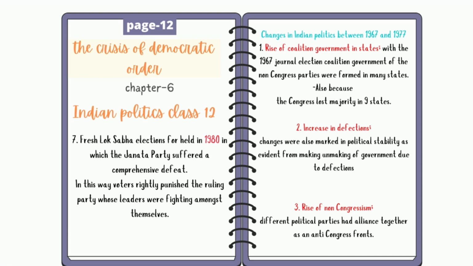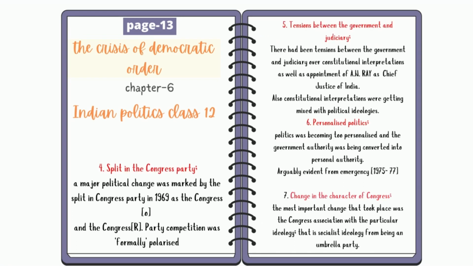Second, increase of defections. Changes were also marked in political stability, as evident from making and unmaking of governments due to defections. Third, rise of non-Congressism. Different political parties had alliances together as an anti-Congress front. Fourth, split in Congress party. A major change was marked by the split in the Congress party in 1969 as the Congress O and the Congress R. Fifth, party competition was formally polarized.